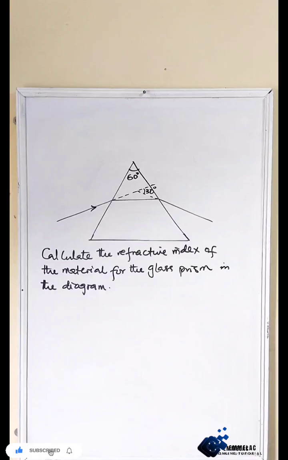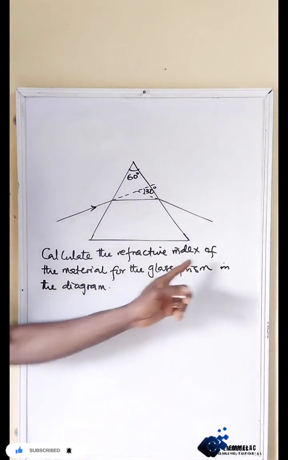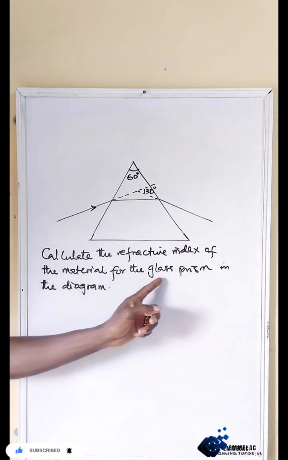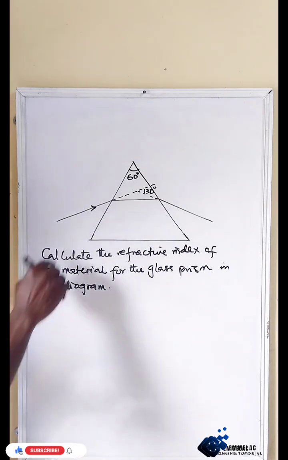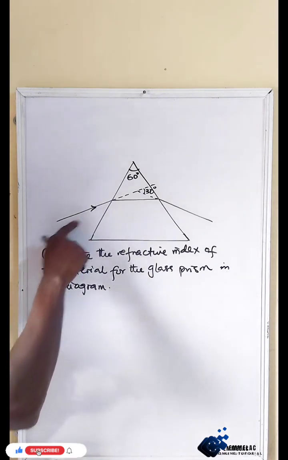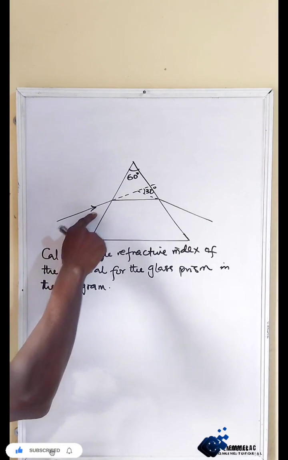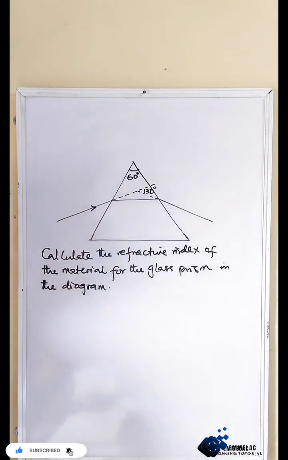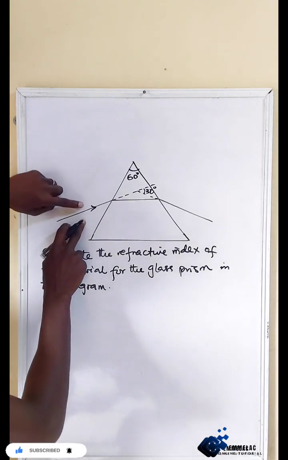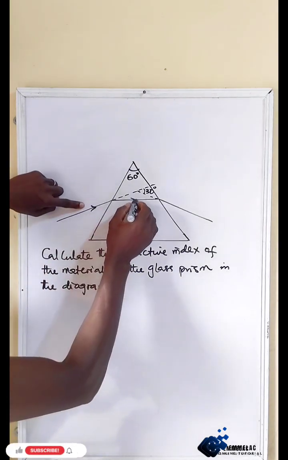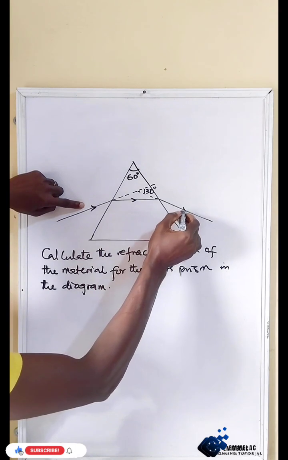Now let us consider this question. We're told to calculate the refractive index of the material for the glass prism in the diagram. Looking at this diagram, we're only given this arrow, and 60, 30. Simply this implies that the incident ray moves this way and emerges here.